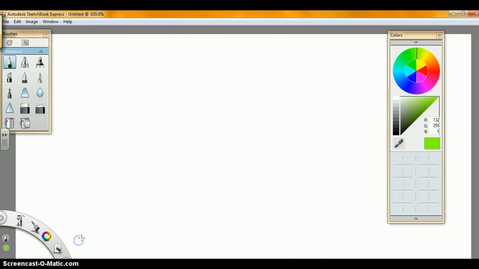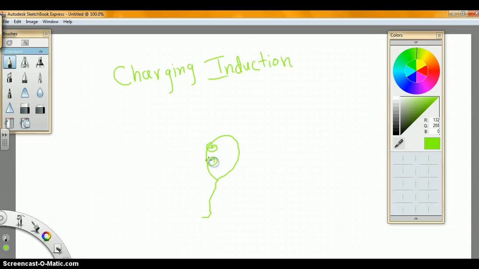Now, on the other hand, charging by induction looks like this. In charging by induction, you don't actually move electrons from one object to another. Let's talk about that balloon that was just rubbed on the person's hair. Here's our balloon. We said after it was rubbed on the hair, it had 2 protons but 3 electrons, so it had a negative charge.